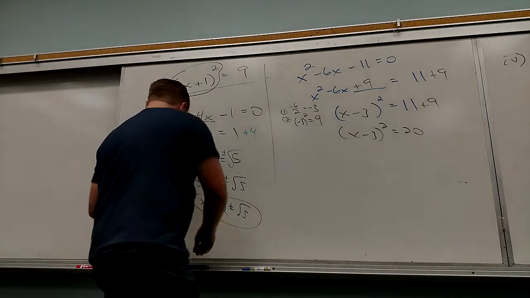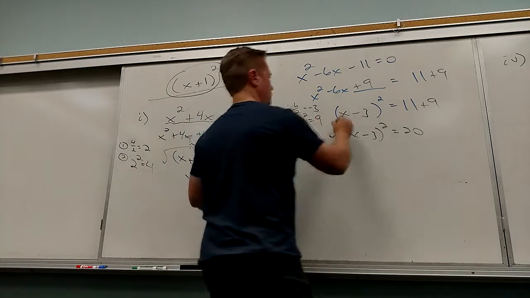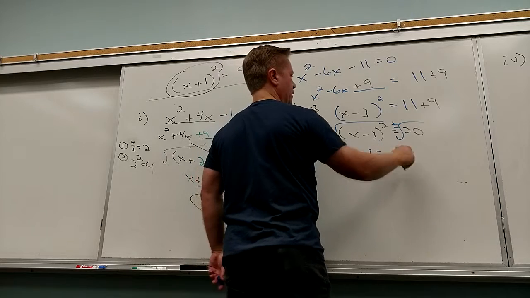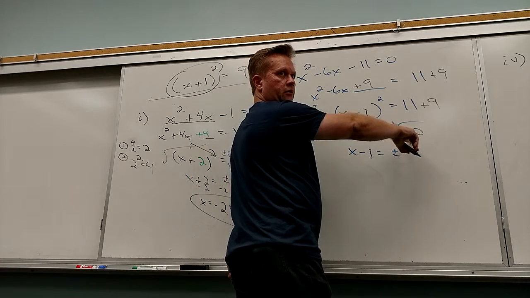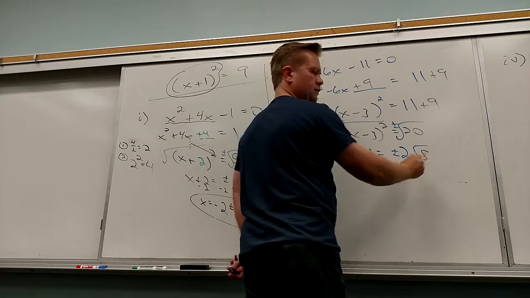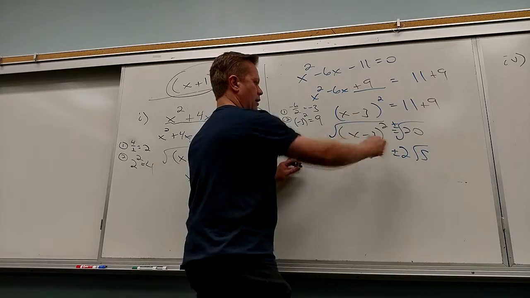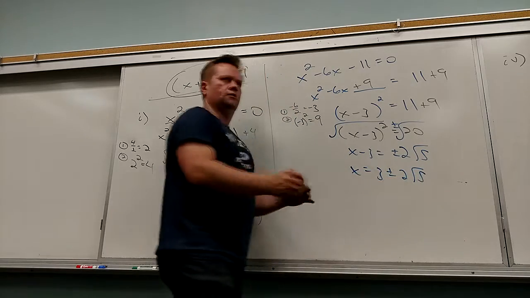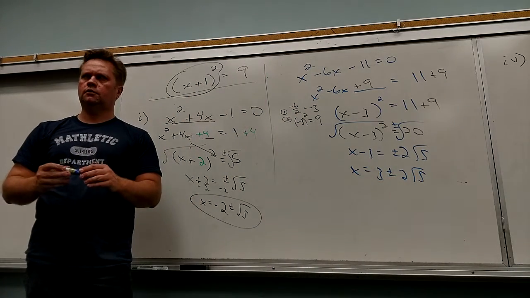And now I can do like we were doing before, which is what? Square root. Plus or minus. x minus 3 equals plus or minus root 20. We did this earlier, remember? Root 4 is 2 and root 5 stays. And then you add 3, force that out front. Like this.